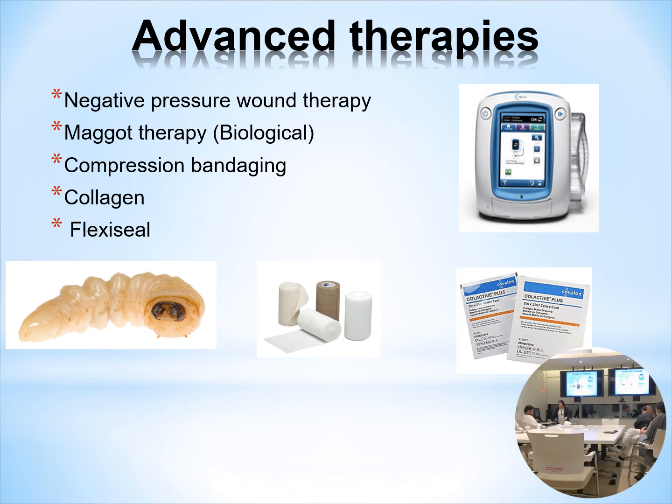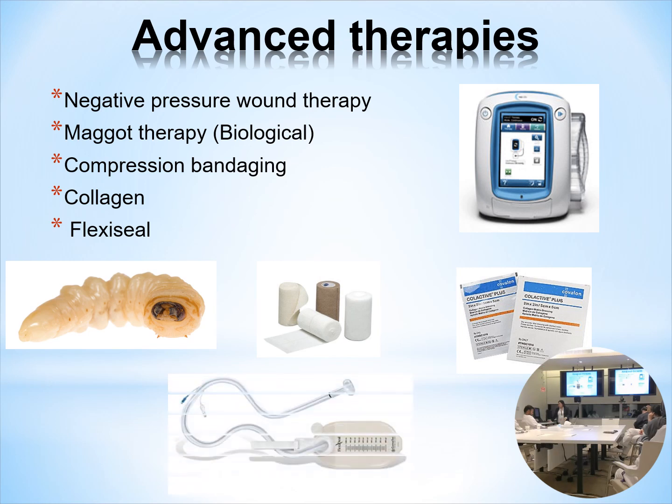Advanced therapies. So these are the examples of our advanced therapies. We have negative pressure wound therapy, the wound vac. We also have maggot therapy. This is biological. These maggots are used for debridement of skin. So one example of debridement is biological. Compression bandaging, collagen, and Flexiseal. So this is our Flexiseal.